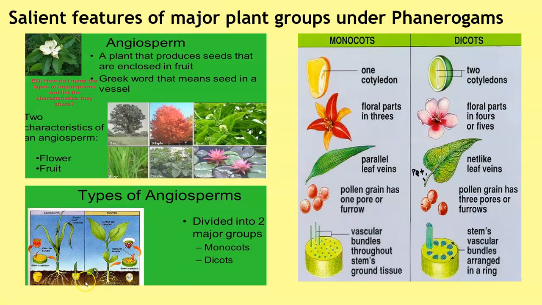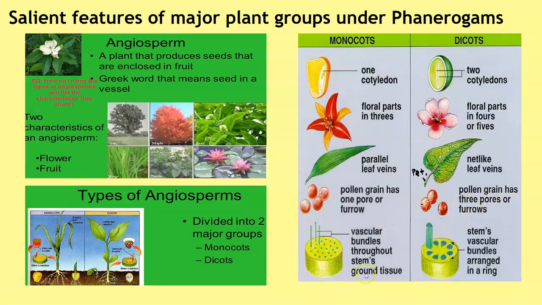They vary in size. And if you see the two major groups that they are divided in, that is the monocots and dicots. Here in this image, I have listed the difference between the monocots and dicots. That is monocot, one cotyledon is present, dicot, two cotyledons are present. Then the floral parts in threes, floral parts are in fours or fives in the dicot. In the monocot, the leaves show parallel venation. In dicot, they show net-like venation. Then we have in the monocot, pollen grain has one pore or a furrow. In the dicots, the pollen grain has three pores or furrows.